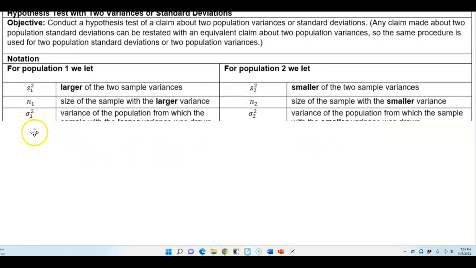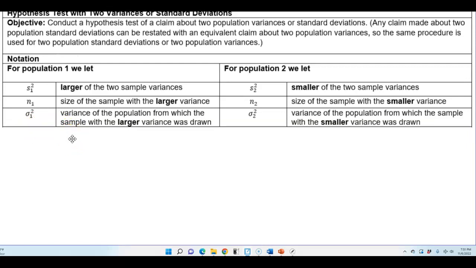Population variance subscript 1 is the variance of the population from which the sample with the larger variance was drawn. Population variance subscript 2 is the variance of the population from which the sample with the smaller variance was drawn.